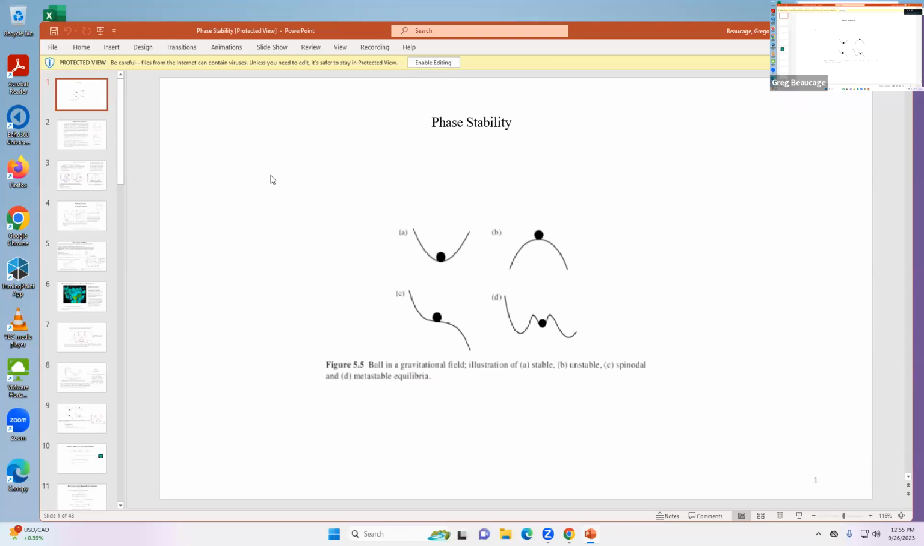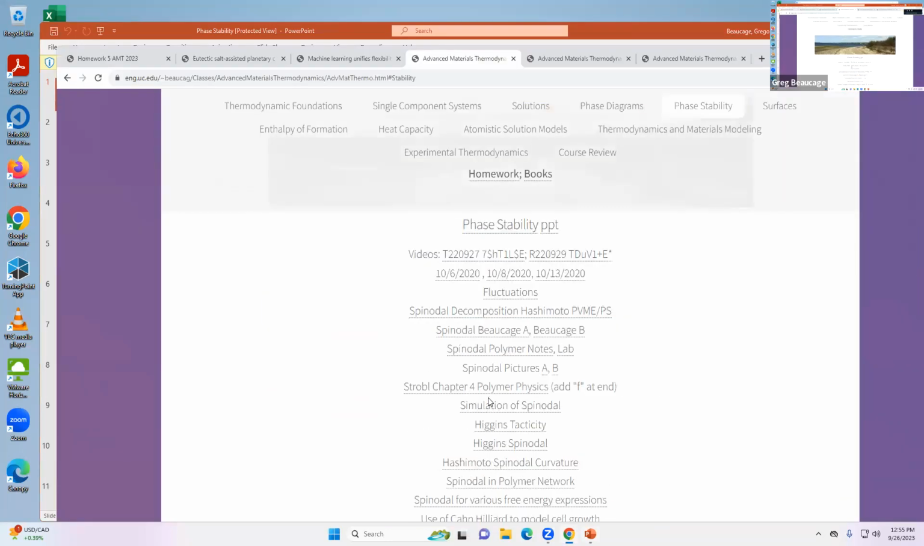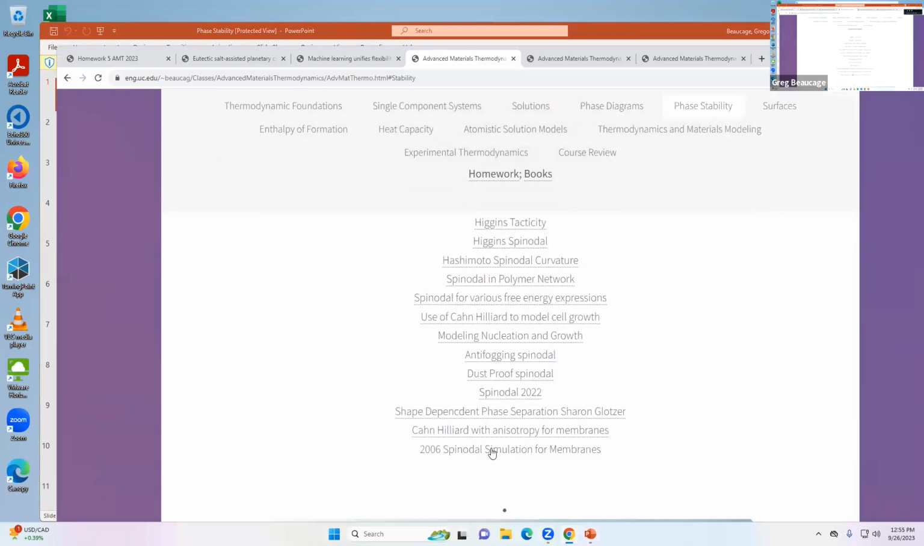And then there are membranes. Reverse osmosis membranes are made by a spinodal process with polymers. So they do a solvent precipitation. There's a couple of papers on that. Let's see, I think I put them in here. Maybe they're in with the homework.